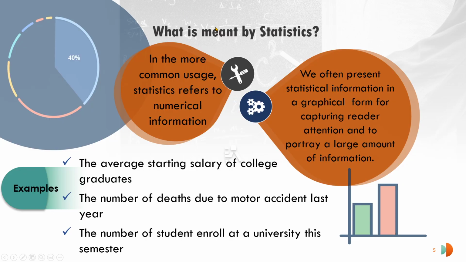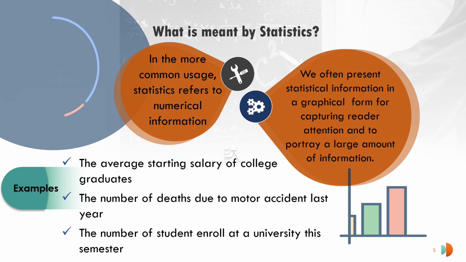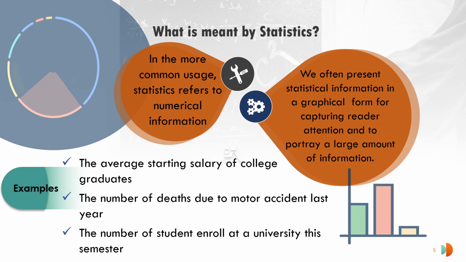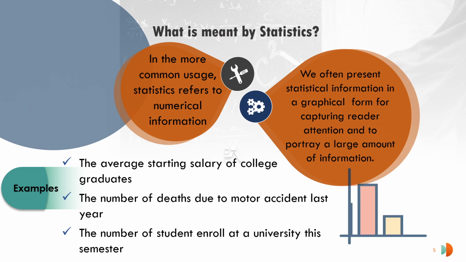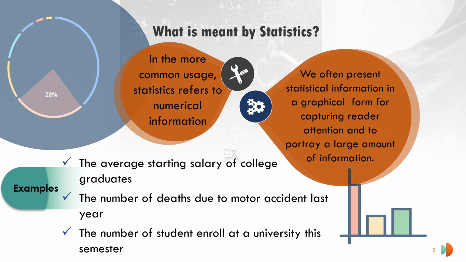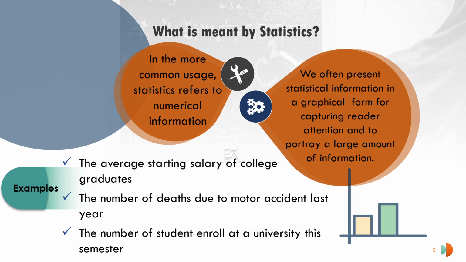Let's take a look at the definition of statistics. In the more common usage, people refer to statistics as numerical information: how much percentage has a certain trait, how many females and how many males work in a particular organization. We often present this statistical information in graphical form so that the reader can get the information easily.